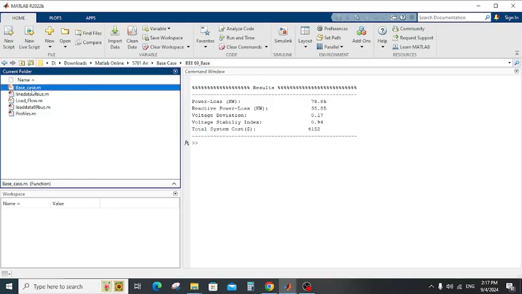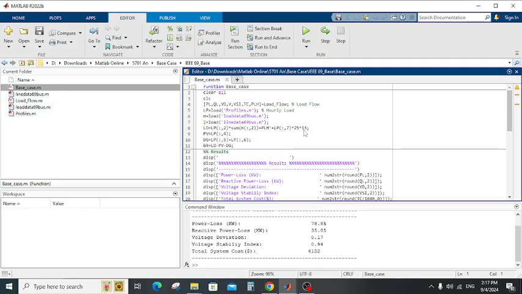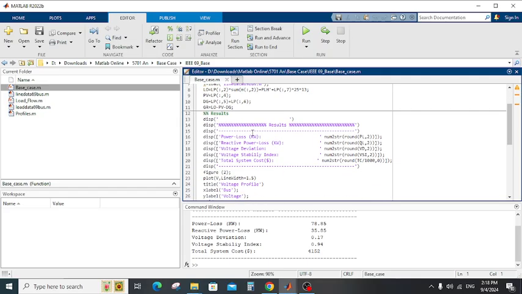We go to the base case file. It is the main file, from which we can operate or run the program. As you see here, it clears the CLC, all the variables and the command window, and after that we call the line and load file, then the load flow. We get the result from the load flow file or code, and then we print the results.